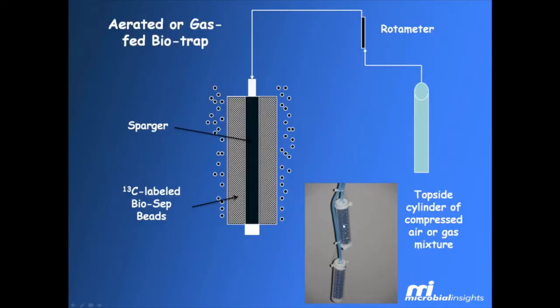Here's another type of biotrap in which, during incubation, we can feed the biotrap with a compressed gas. Usually that's going to be something like a source of hydrogen, or it could be just aeration. Basically what you have here is a sparger in the center of the trap, surrounded by biosep beads. Here, for example, are a couple of these types of biotraps that were deployed, each one connected to a different oxygen concentration in the compressed gas on the surface, so that we could create different dissolved oxygen levels in the biotraps.